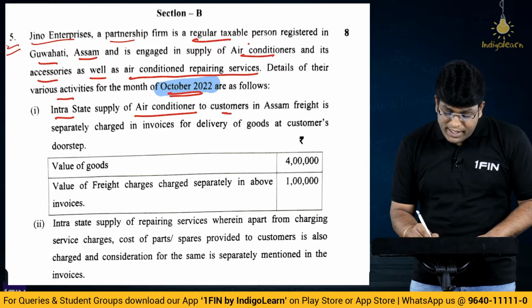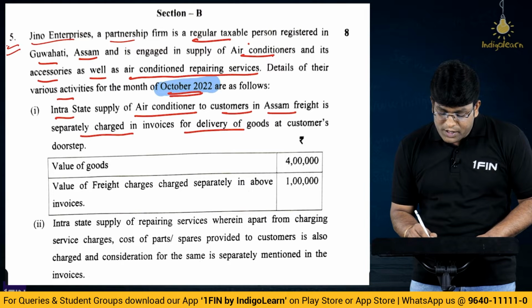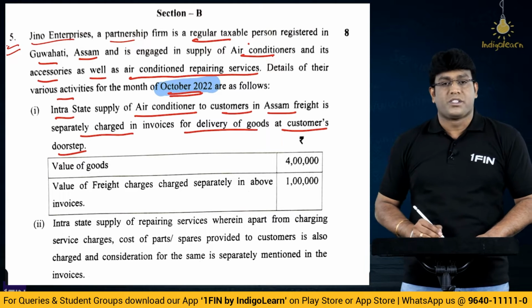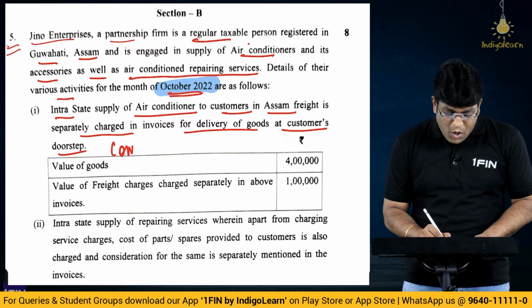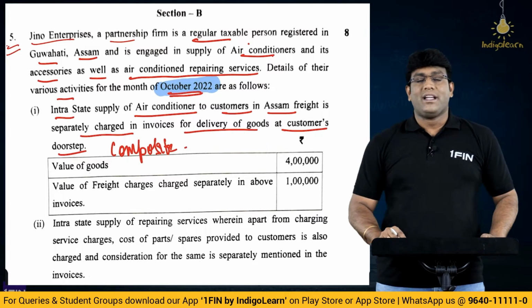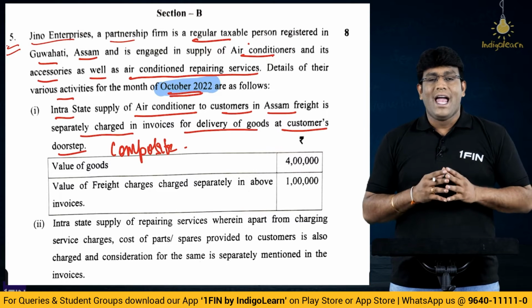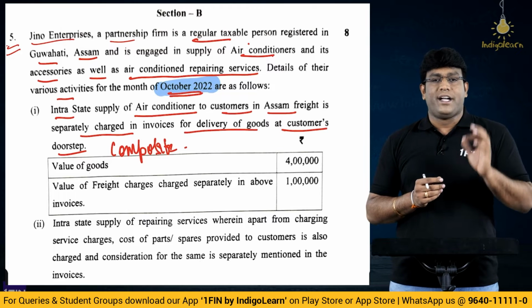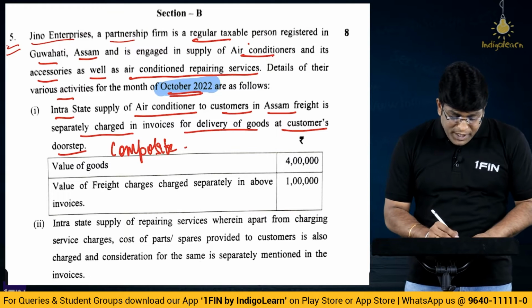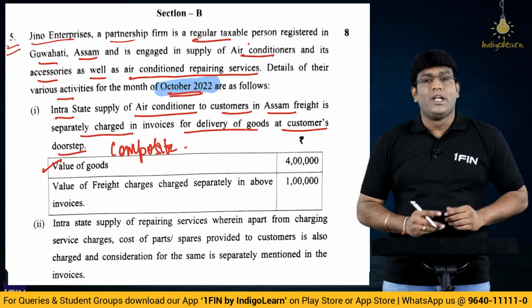Intra-state supply of AC to customers in Assam. Freight is separately charged in the invoice for delivery of goods at customer's doorstep. This is as good as a composite supply. And we all know very clearly that composite supply is that supply where they are naturally bundled and they are taxable at the rate of principal supply. And principal supply is nothing but AC only.